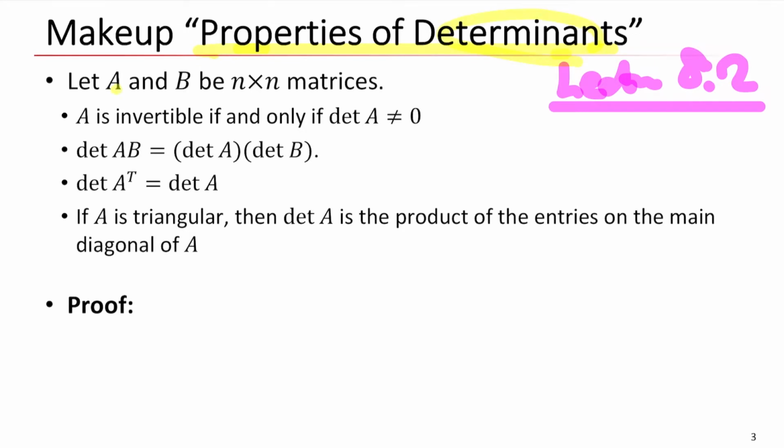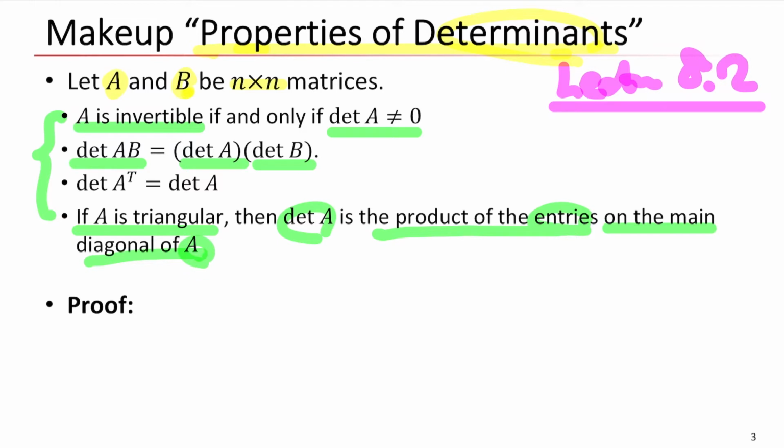As you know, if we have matrices A and B whose size is n by n, then there are several properties. The first one is that matrix A is invertible if and only if the determinant of A is not zero. The second property is that the determinant of A times B is equal to the determinant of A times the determinant of B. Another one is that if A is triangular, then the determinant of A is the product of the entries on the main diagonal of the A matrix.